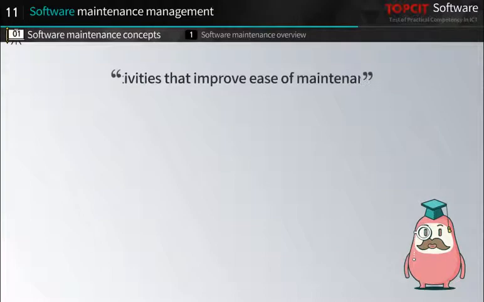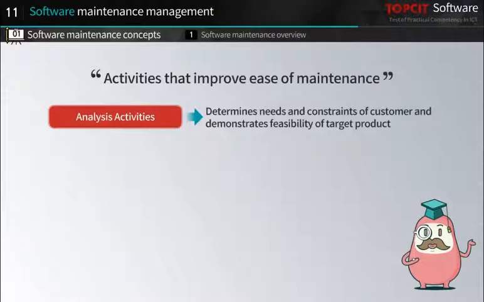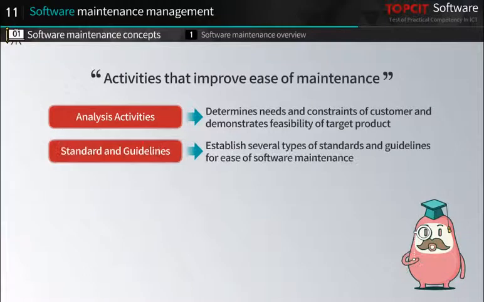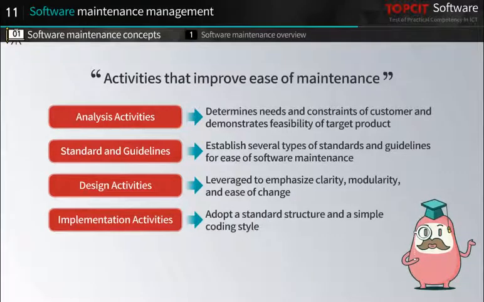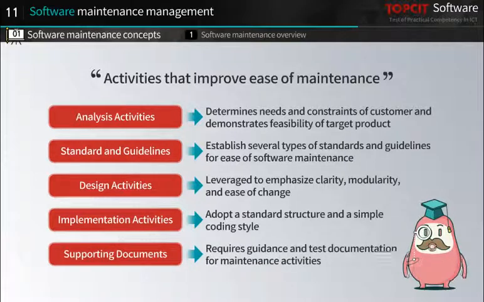So let's look at activities that improve ease of maintenance. The analysis activity determines the needs and constraints of the customer and demonstrates the feasibility of the target product. Several types of standards and guidelines should be established for ease of software maintenance. Design activities should be leveraged to emphasize clarity, modularity, and ease of change. In addition, implementation activities should adopt a standard structure and a simple coding style. Supporting documentation requires guidance and test documentation for maintenance activities.